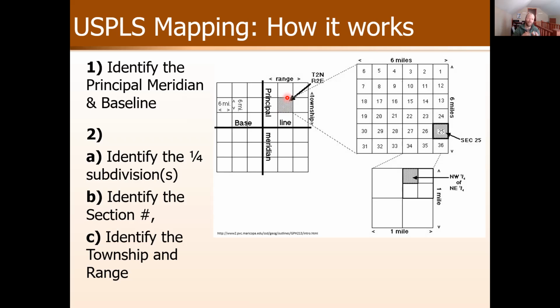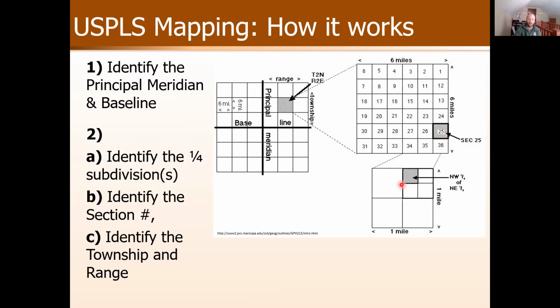As I said, each of these township and ranges is then subdivided, by the US Public Land Survey System, into 36 sections. So 1, 2, 3, 4, 5, 6, and it does go in this kind of zigzag pattern for every single township and range. We then would identify the section, so here this square is now expanded, and we're looking at section 25.